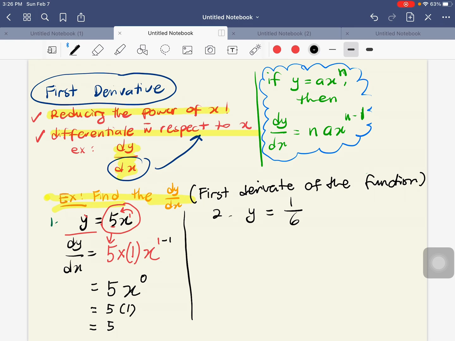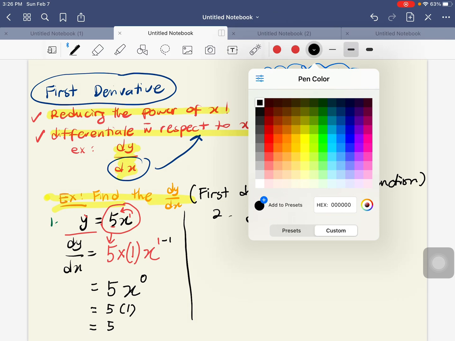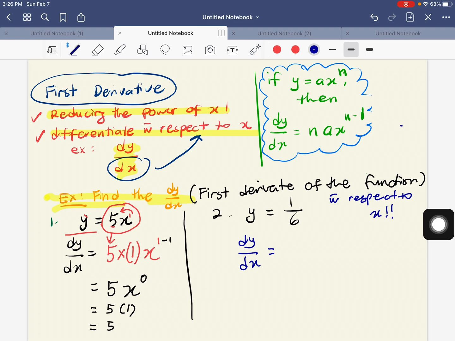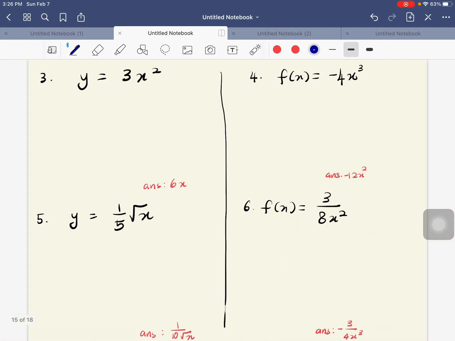Okay, what about this one? Okay, in this question, we want to differentiate y with respect to x. Now, do you see any x here? Ada tak x kat sini? It's only 1 over 6, where 1 over 6 ni adalah numbers. So dy over dx, how do we want to differentiate x if there's no x? So meaning that in this question, it is equals to 0. Okay, moving on to the next question.